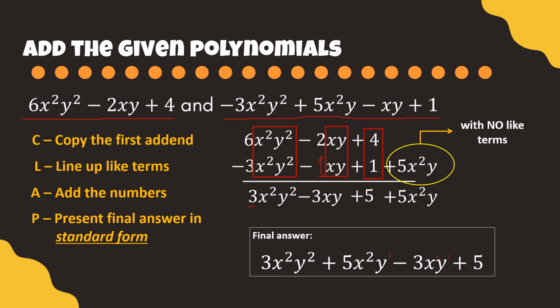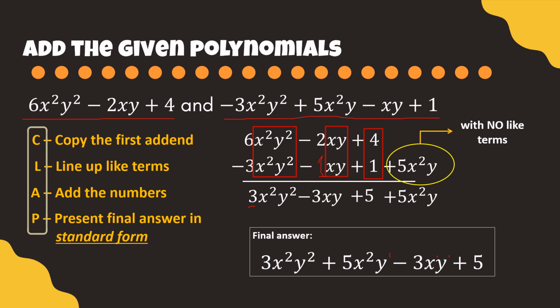So again, in arranging your final answer, it is from highest to lowest. If ever you have the same variables with the same degree, you are going to arrange them alphabetically. Again, our final answer is 3x squared y squared plus 5x squared y minus 3xy plus 5.